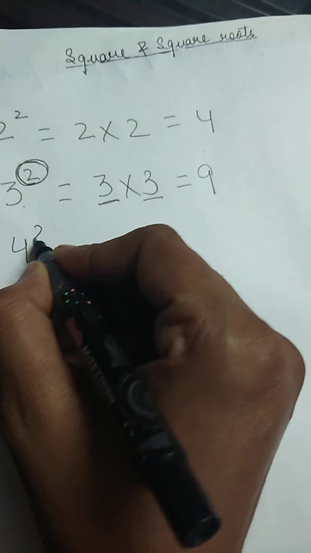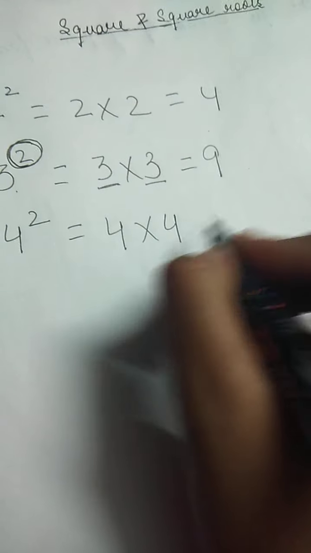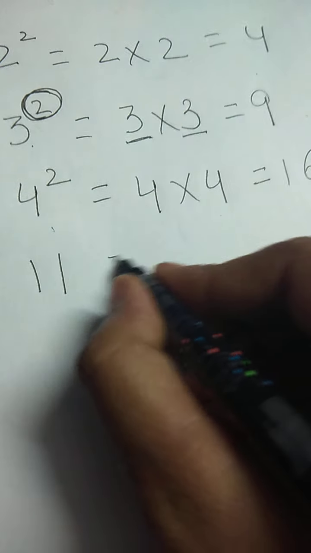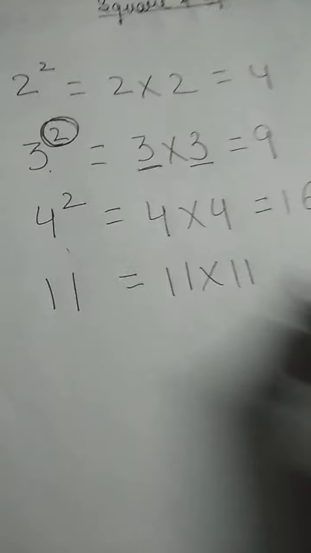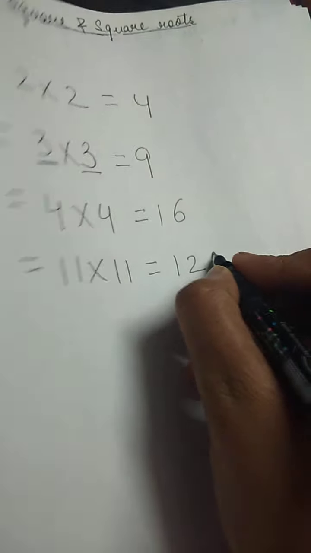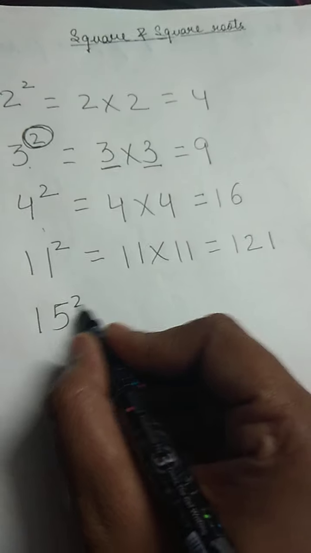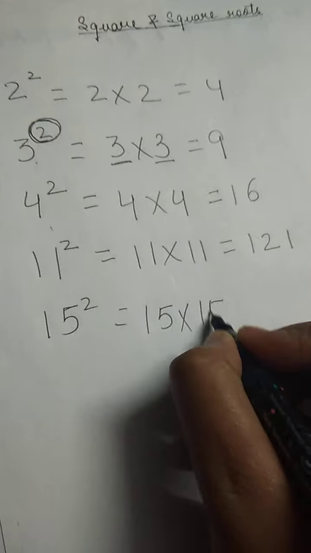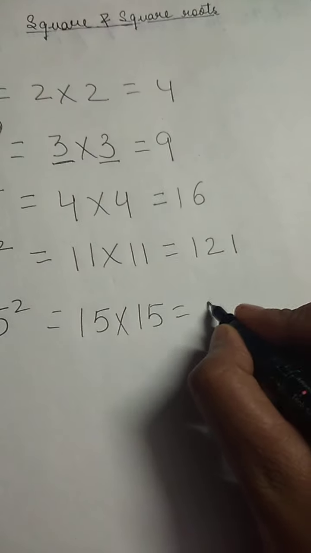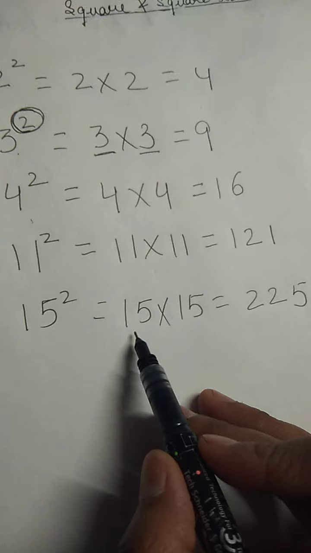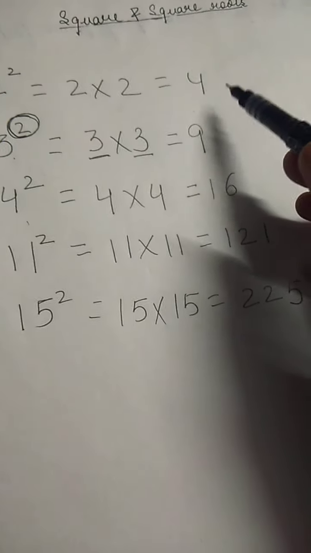Same way, if you have to write the square of 4, it will be 4 into 4, that is 16. If you have to write the square of 11, it will be 11 into 11, that is 121. If you have to write the square of 15, it will be 15 into 15, that is 225. So this is the way we write a square of any number. A square means multiplying that number two times. These are the examples of square of numbers.